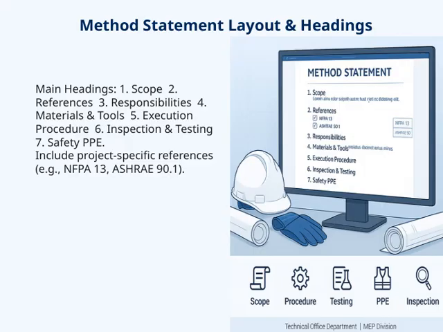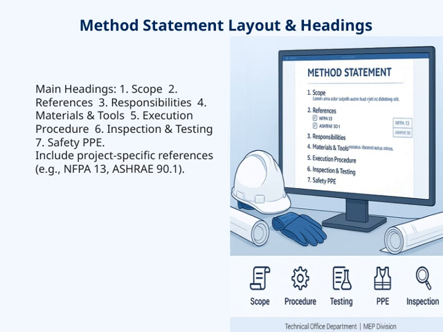Let's take a closer look at the method statement layout and headings. First, we have the main headings, which serve as the framework for organizing our procedures. These include scope, references, responsibilities, materials and tools, execution procedure, inspection and testing, and safety PPE. Each of these sections plays a vital role in ensuring clarity and thoroughness. For example, the scope defines what the project or task covers, helping everyone understand the boundaries. References include project-specific standards like NFPA 13 for fire protection systems or ASHRAE 90.1 for energy efficiency, ensuring we adhere to relevant codes.